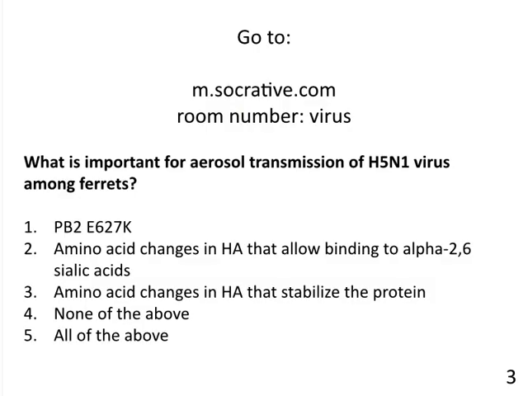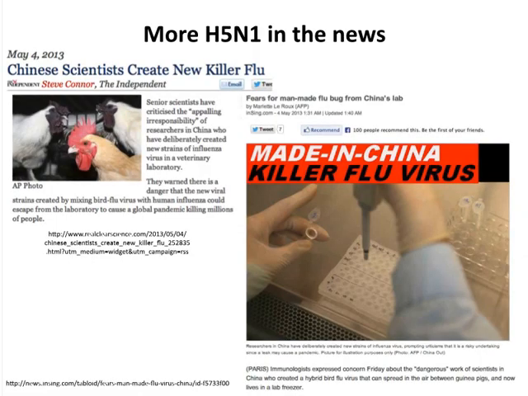Next question is, what is important for aerosol transmission of H5N1 virus among ferrets? Well, I guess I'm not making my points very clearly on this last lecture of 2014. All of the above are important. PB2 E627K, that's the RNA polymerase mutation. You need that present for the virus to replicate in human cells. You need HA changes that allow binding to alpha-2,6, and you need changes that stabilize the protein. So it's all of the above.